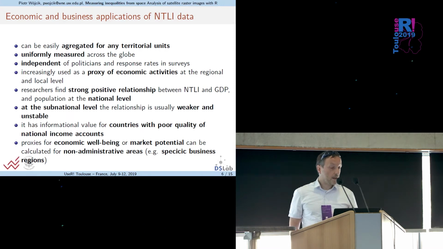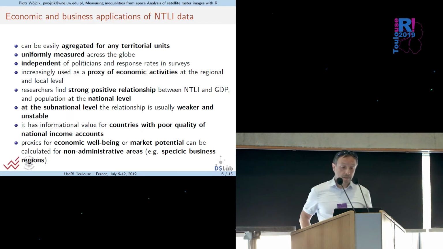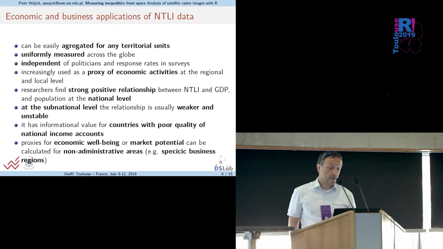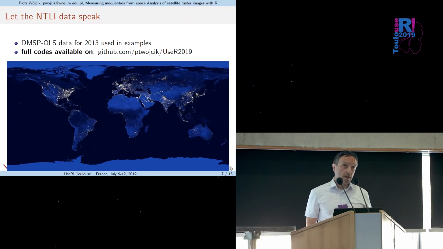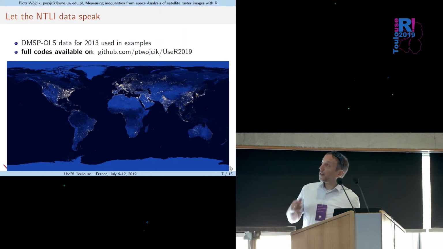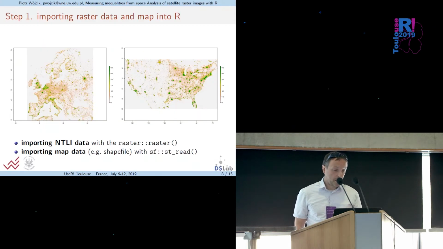But on a regional level, these relationships are much weaker, which requires some additional adjustment as the relationships are not linear. And I'll show you a few examples based on the data for 2013. For the whole globe, for world countries, for EU countries and regions, and for US states. Here, just a few slides, but the full analysis is on my GitHub, as I said.